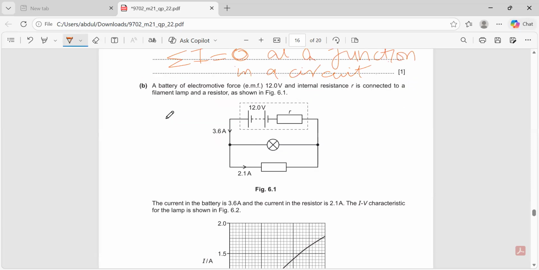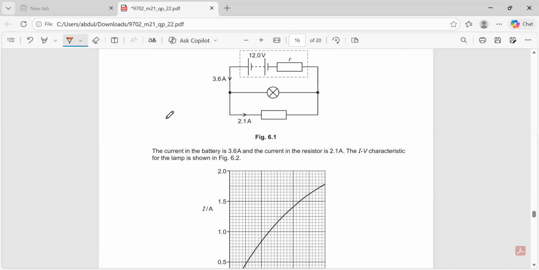Now, electromotive force, EMF of 12 volt and internal resistance r. This time internal resistance is there, so there will be lost volts across r. It is connected to a filament lamp and a resistor as shown in the figure. The current in the battery is 3.6 ampere, and the current in the resistor is 2.1. The I-V characteristic for the lamp is shown in the figure. If this is 3.6 and this is 2.1, the current here will be 1.5 ampere, because 3.6 minus 2.1 is equal to 1.5 amperes.